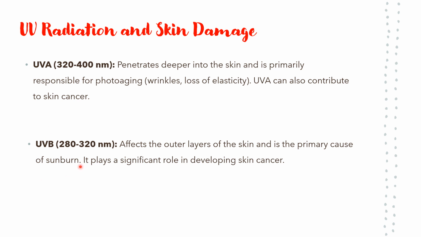UVB's wavelength range is 280 to 320 nanometers. UVB affects the outer layer of the skin and does not penetrate deeper. It is the primary cause of sunburn. If you stay a few hours in the sun after 10 a.m., we can see sunburn on our skin. That is mostly due to UVB radiation. UVB radiation also plays a significant role in developing skin cancer. Both UVA and UVB are harmful to our skin and both can lead to skin cancer.